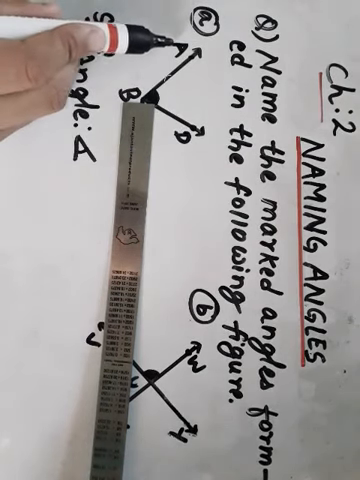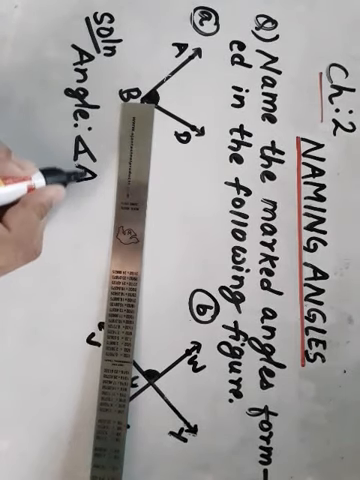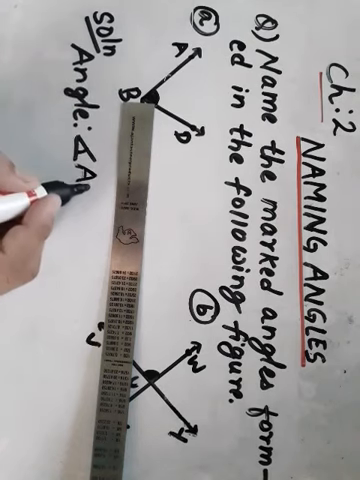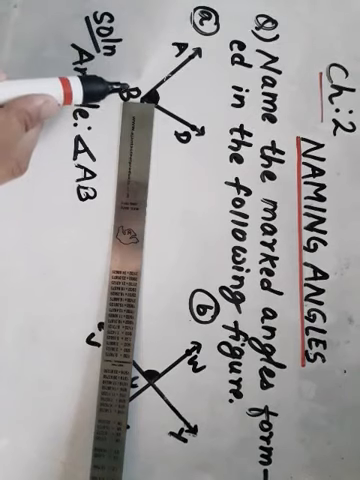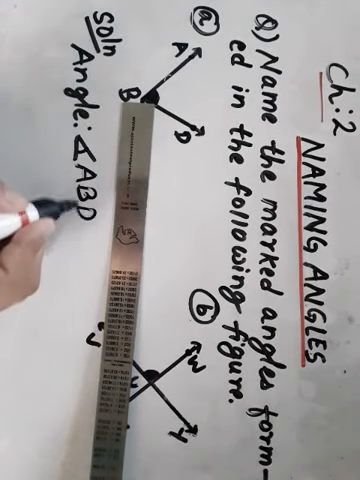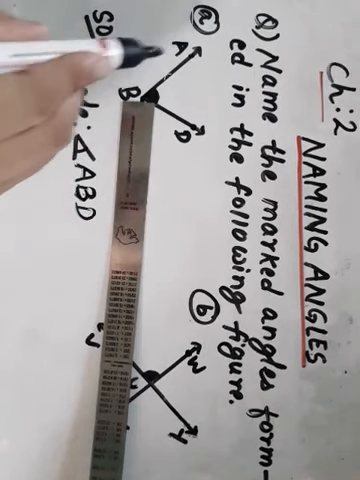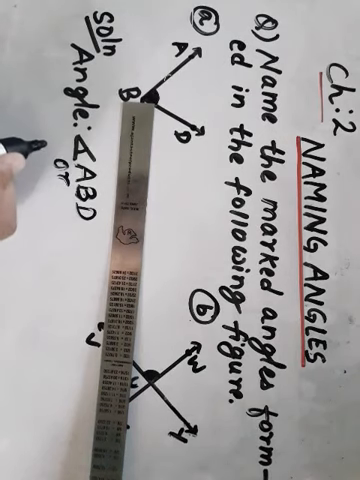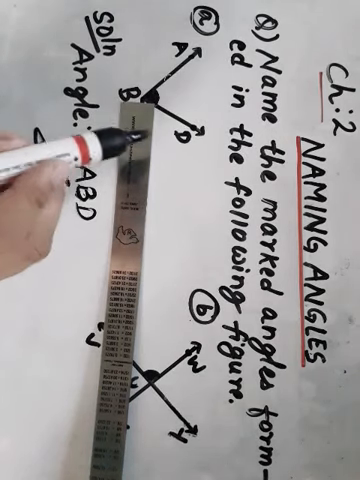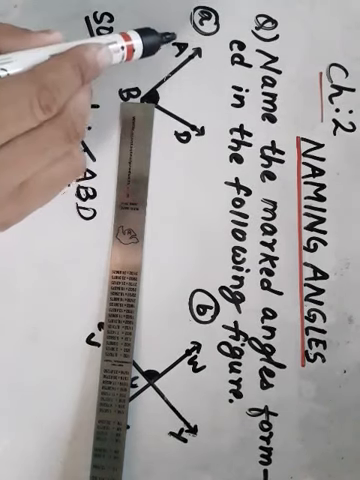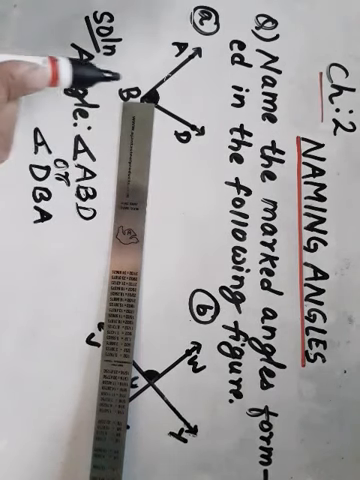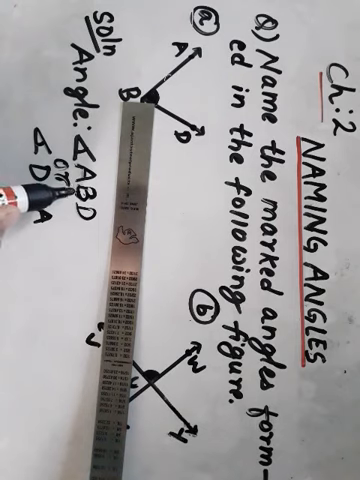So let's start with A. Angle A. Now the vertex should be in the middle and your vertex is B. So therefore you should write B. Angle ABD. Or you can write it as angle DBA. As you can see, B is your vertex. In both ways, B lies here in the middle.